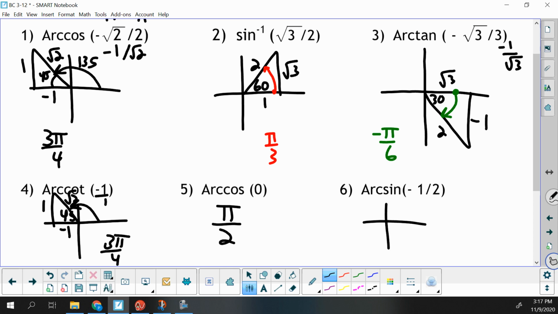A negative sign, we should have been in the fourth quadrant. This is opposite and hypotenuse, making this square root of 3, making this be 30. And just like the one right above it, we went backwards, pi over 6, so you have negative pi over 6.